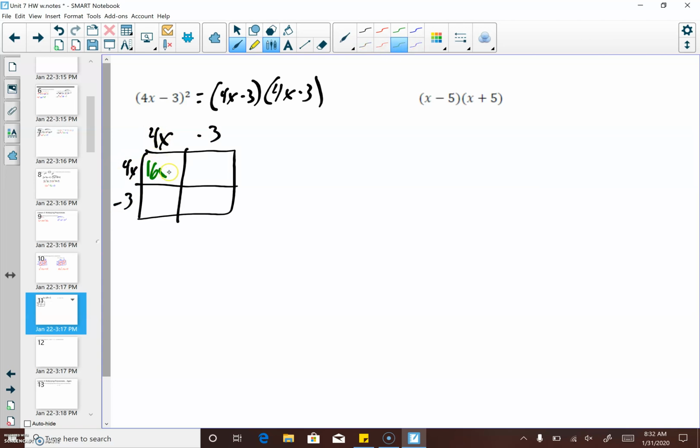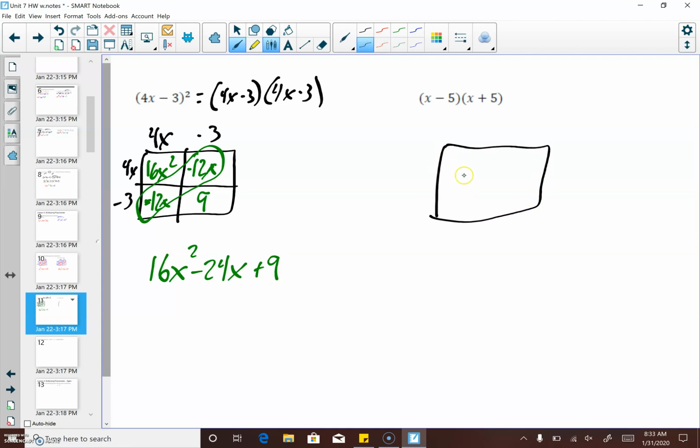4x times 4x is 16x squared. 4x times negative 3 is negative 12x. We have 4x times negative 3 again for a negative 12x. And then negative 3 times negative 3 is positive 9. There are like terms. 16x squared, negative 12x and negative 12x is negative 24x. And then we are plus 9.